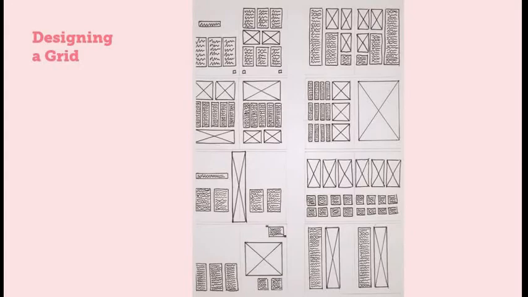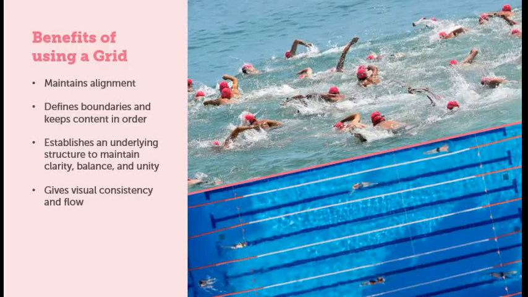Okay, so here's our little grid recaps slide, the benefits of using a grid. A grid maintains alignment. A grid defines boundaries and keeps content in order. A grid establishes an underlying structure to maintain clarity, balance, and unity. And a grid gives visual consistency and flow. I think this visual kind of sums it up very nicely.